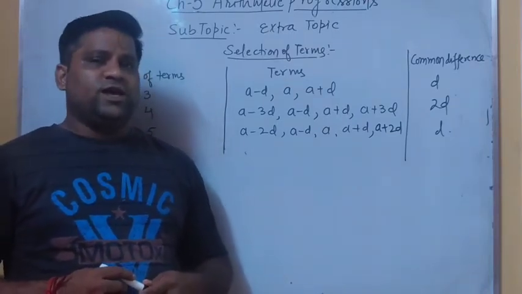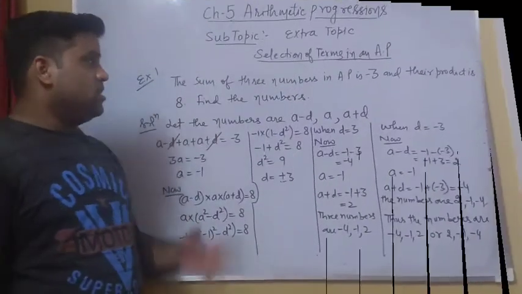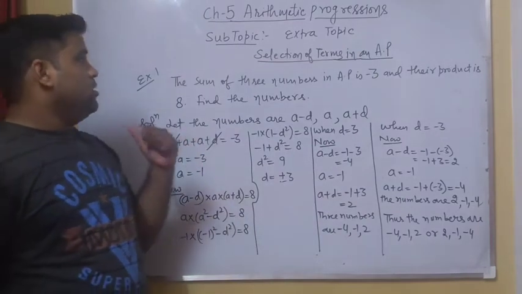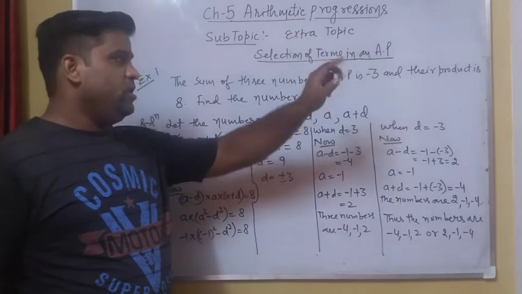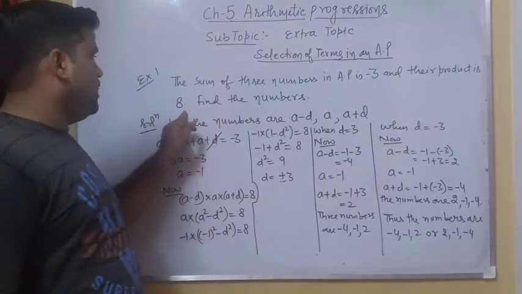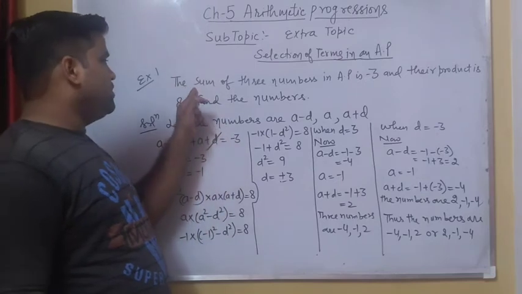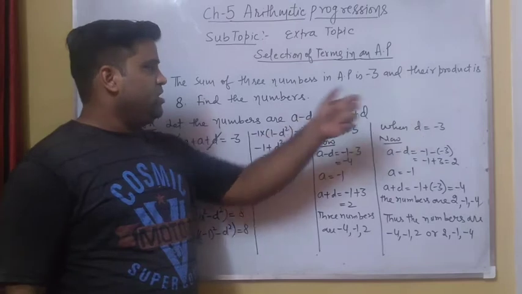So let us come to the examples based on the selection of terms in an AP for better understanding. The sum of three numbers in AP is minus 3 and their product is 8. Find the numbers. Here in the question it is given that the sum of three numbers in an AP is minus 3 and their product is 8.